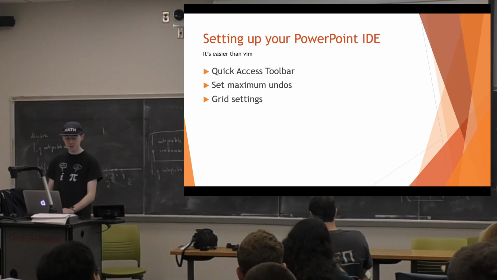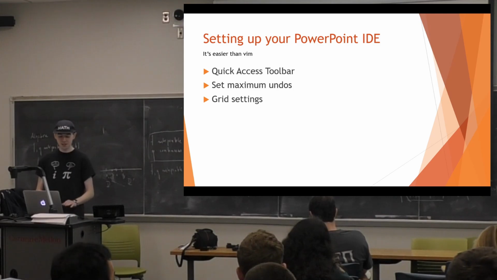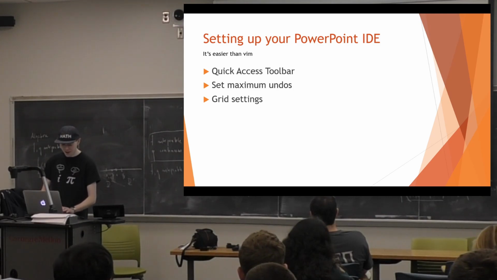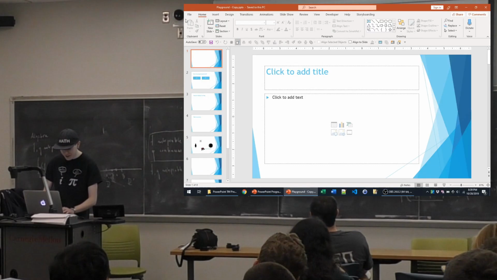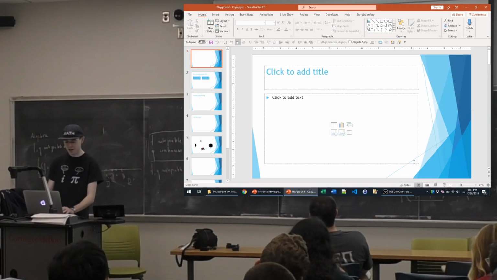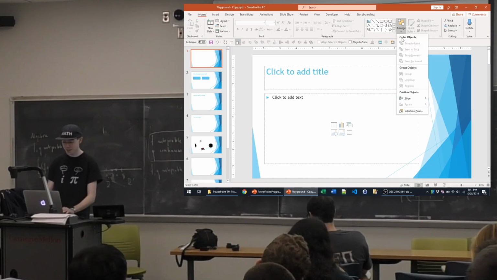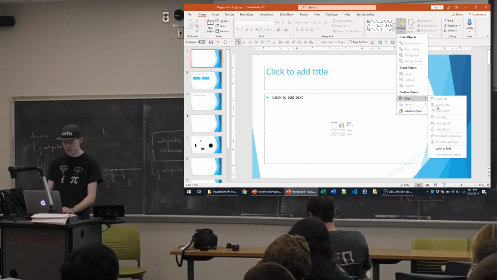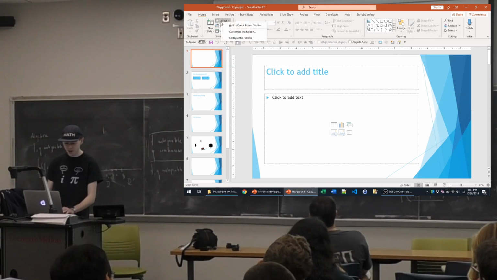So the first thing you want to do is set up your PowerPoint IDE, which is easier than Vim, which I think says something about Vim. So the first thing that you want to do is notice that PowerPoint has a quick access toolbar at the top. This is going to be very important for PowerPoint programming because there are a lot of features that you want to access quickly. And you can take any action, right click on it, and add it to the toolbar. So if I want to add this layout thing, I can just add it.